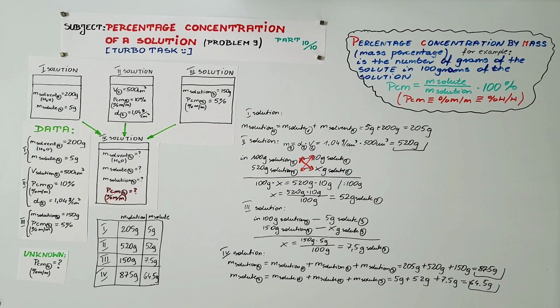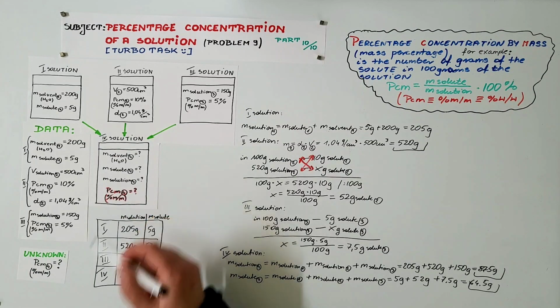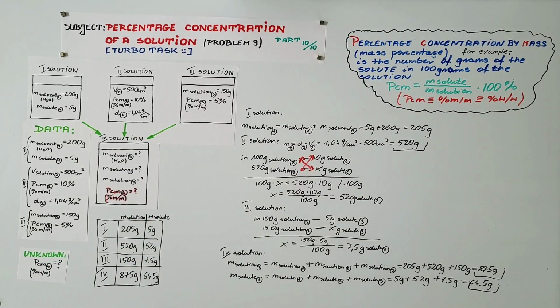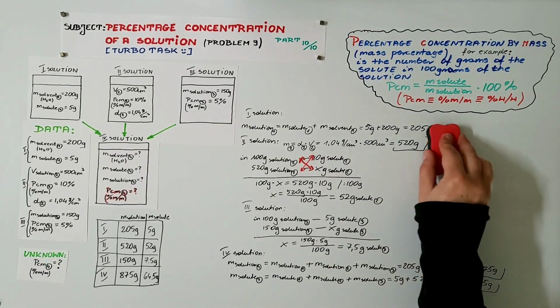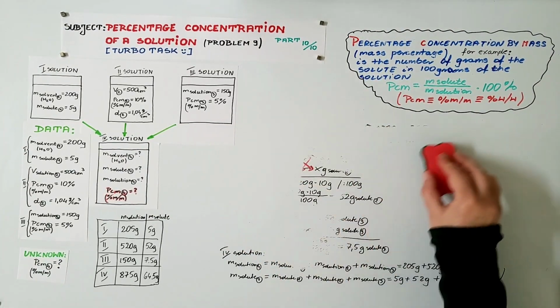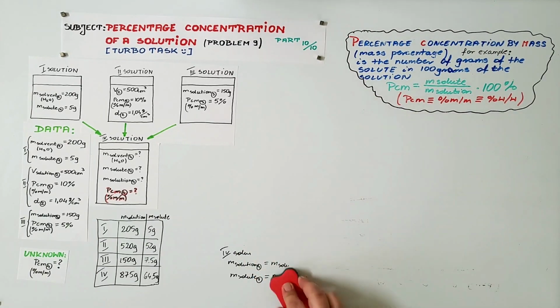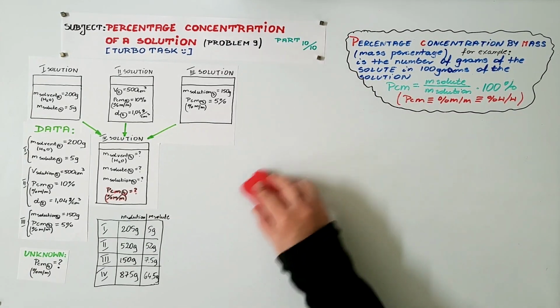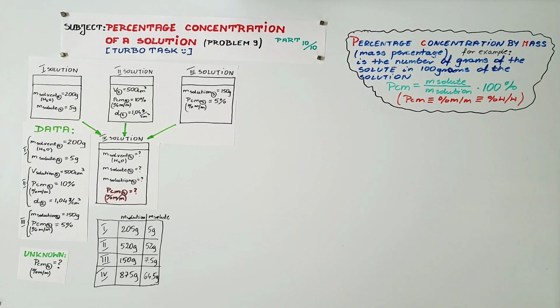We are ready to make the final calculation. It was not as scary as it initially seemed, was it? Now you just have to decide for yourself whether you want to calculate the final percentage concentration by mass based on proportion or formula. Let's do it in 2 ways. Okay, first way, proportion.